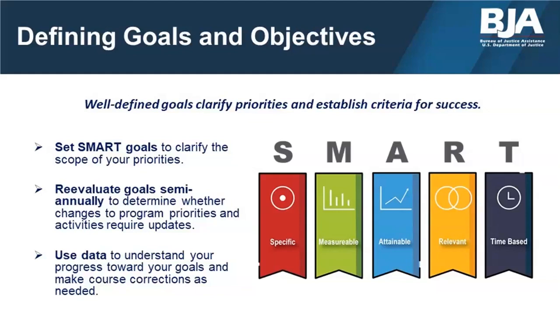To wrap up, we'd like to quickly review common challenges with defining goals and objectives and offer a few tips. It is important to write well-defined goals and objectives to clarify your priorities and highlight criteria for success. The SMART mnemonic walks users through important dimensions of a good goal or objective. They should be specific, measurable, attainable, relevant, and time-based. We recommend that you reevaluate your goals twice a year to determine whether they should be updated and use data to drive this process.